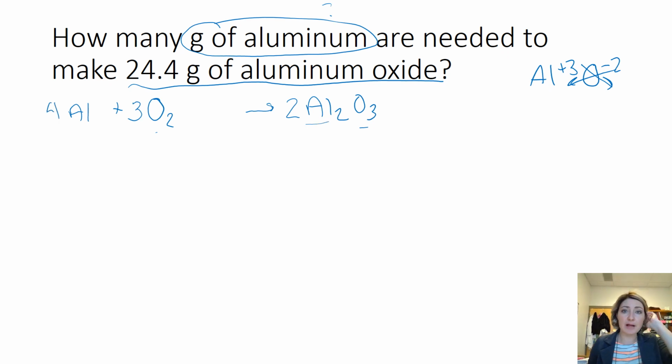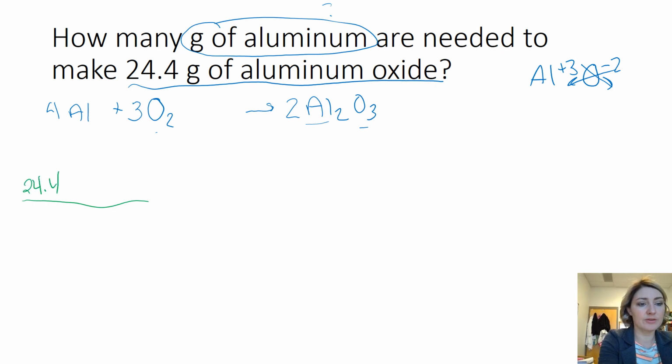So now I have a balanced equation, so I have a starting point for my mole ratios. So let's go ahead and start with our known. This is going to be a long one, so I'm going to try to give myself enough room. 24.4 grams of aluminum oxide is what I'm starting with.